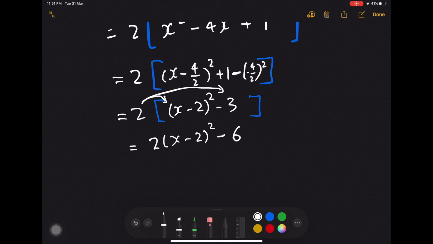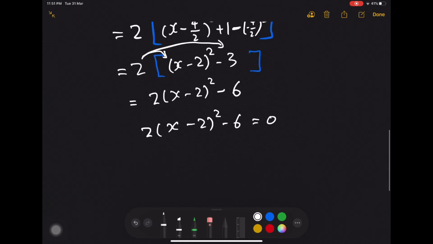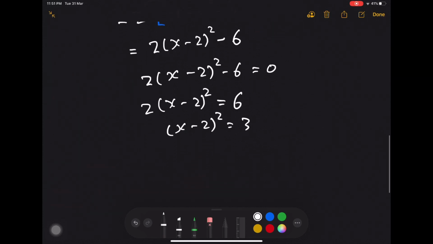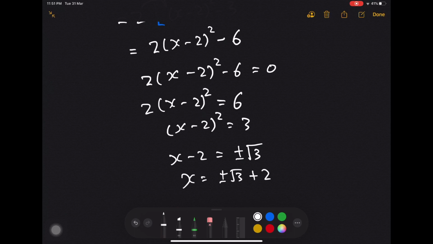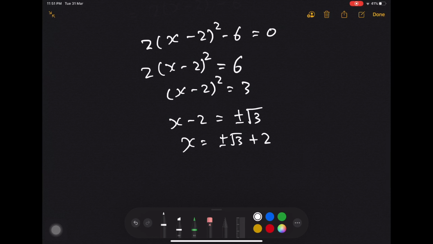And how we solve this equation is the same as what we went through just now. You take this equal to 0. You shift the negative 6 over to the other side, you get 6. And you divide by 2 on both sides, and you get 3. Do the same thing: to remove the square, you need to square root, plus minus 3. Then you have the answer, which is 2 solutions. x is equal to plus minus square root 3, plus 2. Take note that there are 2 answers for this.